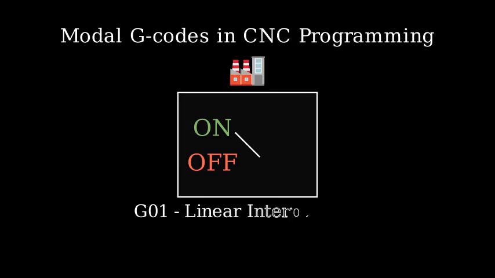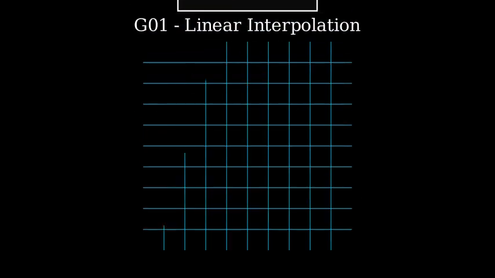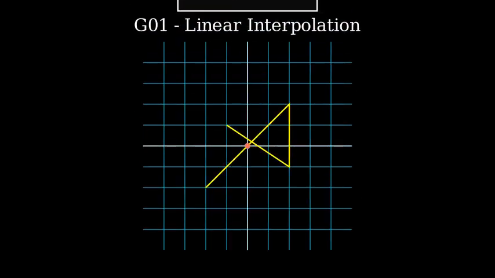Let's look at our first example, G01 linear interpolation. Once activated, all movements are interpreted as straight lines until another motion command is given. Here's how a tool would move under G01 control.